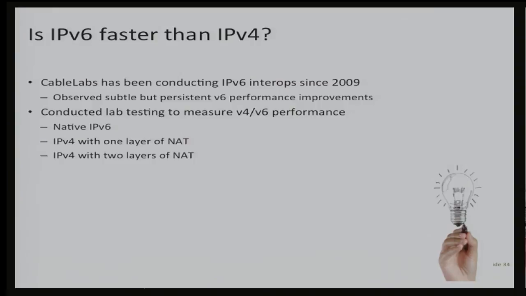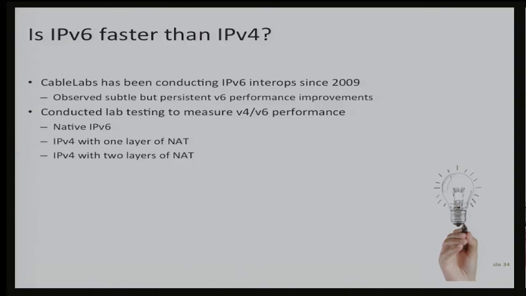Hi, I'm Chris Donnelly from CableLabs, and I'm going to talk about some of the lab testing that we did last week during our interop. CableLabs has been doing IPv6 interops on a quarterly basis going back to about 2009, and especially in the last couple of years, we've been seeing subtle but persistent improvement for IPv6 performance. We've done carrier-grade NAT testing, we've done tests to websites, and we couldn't explain it, but in our results, it keeps coming up that there is better performance for v6 over v4.